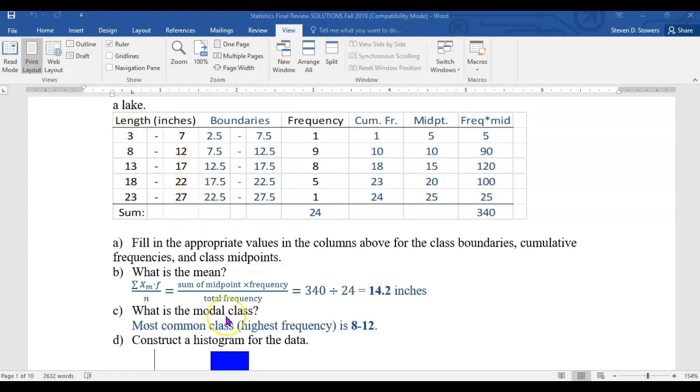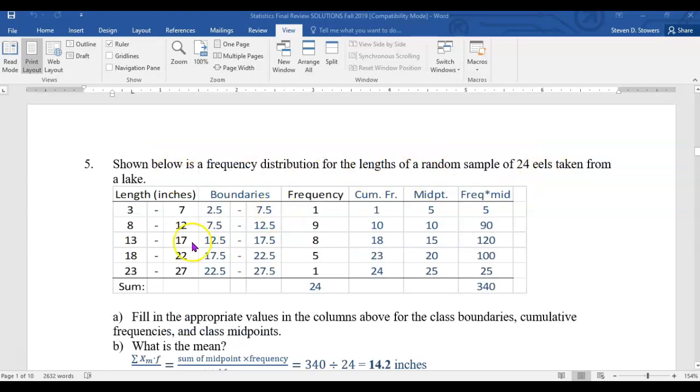The modal class is the class with the highest frequency. So here, the highest frequency is 9, and that goes with the 8 to 12 class. So there were more eels that were somewhere from 8 to 12 inches long than there were in any of these other classes.